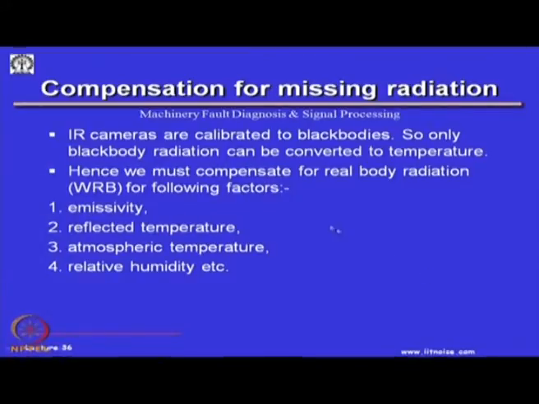Now, these IR cameras are calibrated to black bodies. So, only black body radiation can be converted to temperature. Hence, we must compensate for real body radiation, the most important being the emissivity, reflected temperature, relative humidity, and atmospheric temperature, because these factors will affect the infrared waves which are being emitted from a body. But most importantly, let us look into this emissivity.